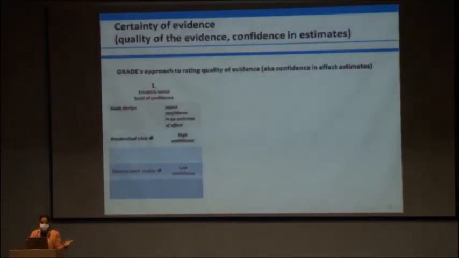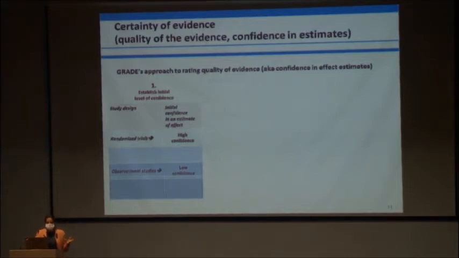So how does this whole thing happen? Well, first of all, randomized controlled trials, they start out as high confidence. So an RCT would by default start at high confidence, and observational studies would start low. However, it's not necessary that an RCT will stay or will end up as high confidence. So there are a number of issues that will grade down the certainty or quality or confidence in the estimate from that body of evidence that comes from RCTs.